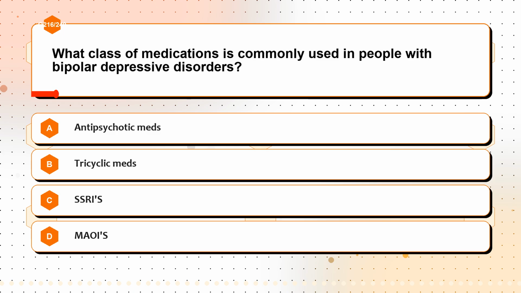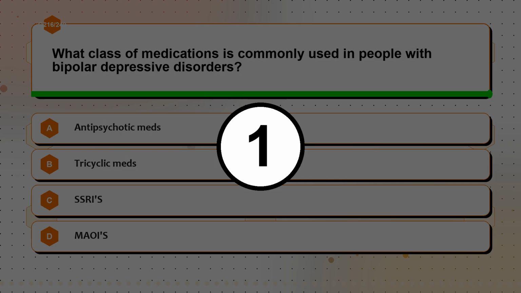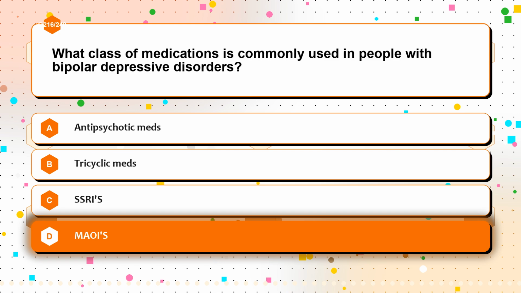Question 216. What class of medications is commonly used in people with bipolar depressive disorders? Here are the options. Option A, antipsychotic meds. Option B, tricyclic meds. Option C, SSRIs. Option D, MAOIs. The correct answer is option D, MAOIs.